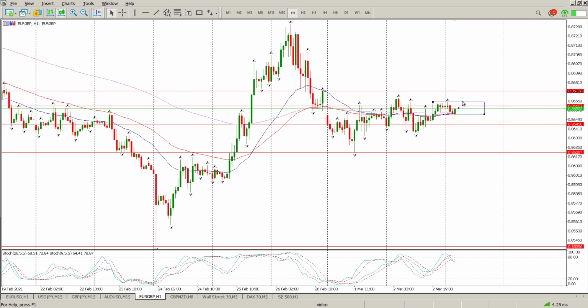If we start bouncing off here on a 15-minute chart, buy into that again for another move to the upside, and then you're anticipating a trend reversal. The converse is true to the downside.